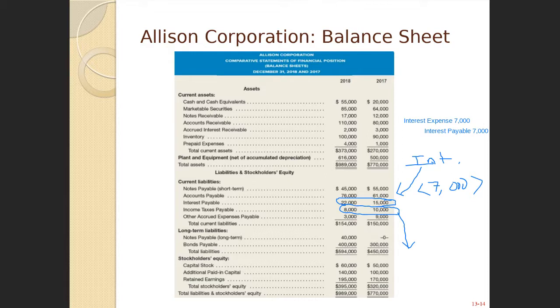Income taxes payable is going to be debited for that decrease of $2,000. Okay, and why does an account payable decrease? Because the corporation paid cash for it. So cash is going to be credited for $2,000. Income taxes payable is debited, reducing the amount of income taxes payable.